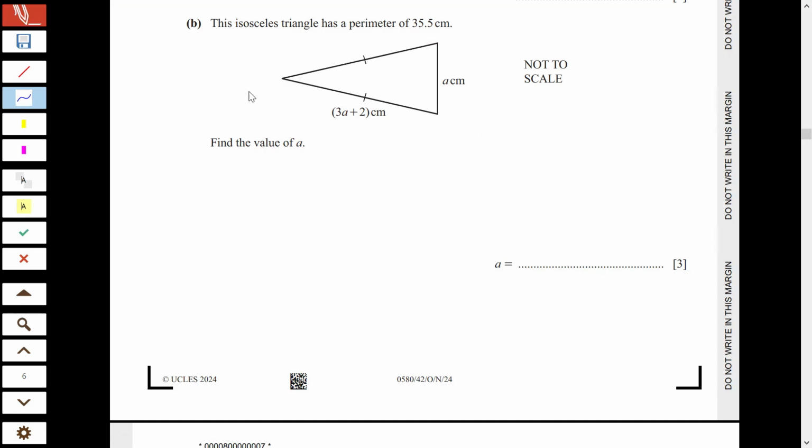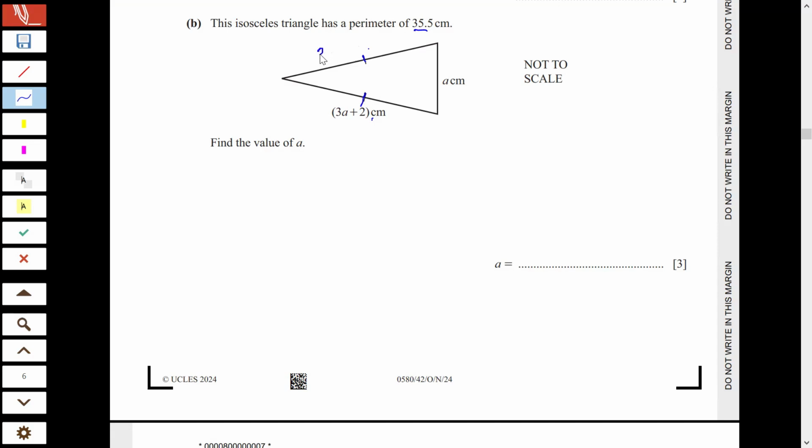Question B. This isosceles triangle has a perimeter of 35.5 centimeters. Okay, and the question says find the value of a. Now, one of the properties of an isosceles triangle is that two sides are equal. One of the sides, having a length of 3a plus 2, is equal to the other side because of this symbol. The symbol here shows that the sides are equal.